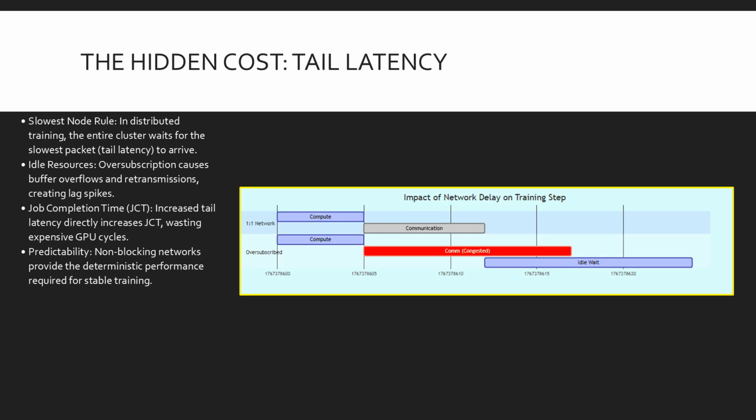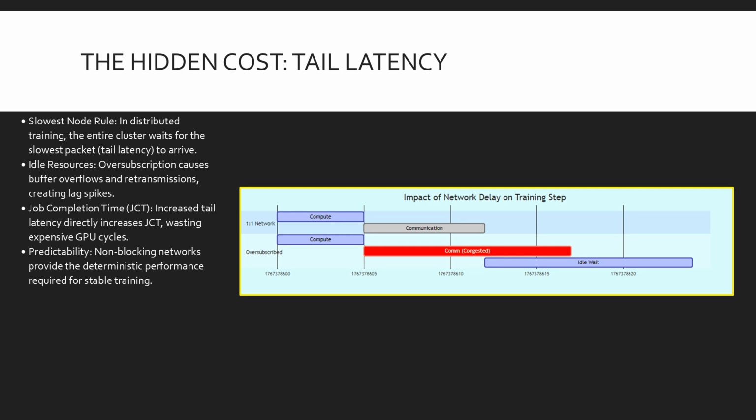The ultimate penalty of oversubscription is tail latency. In distributed AI training, the entire cluster waits for the slowest node to finish its update before moving to the next step. If oversubscription causes congestion for just one packet, the tail thousands of expensive GPUs sit idle, wasting power and time. This idle time compounds over millions of iterations, significantly increasing job completion time, JCT, and reducing the return on your infrastructure investment.